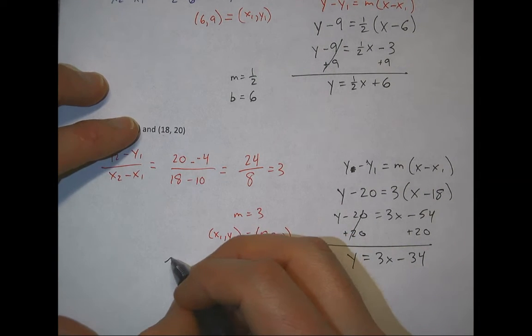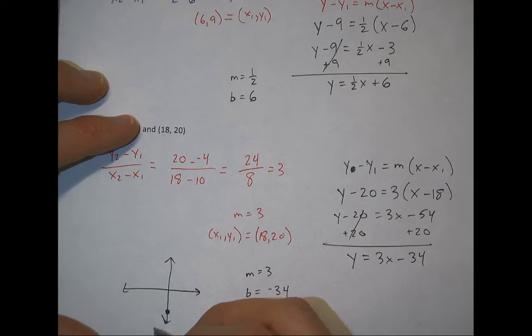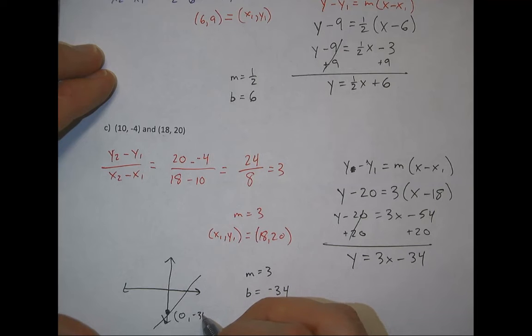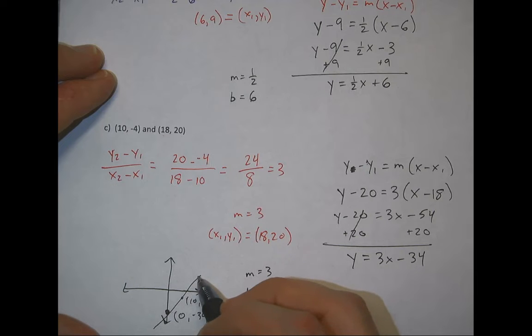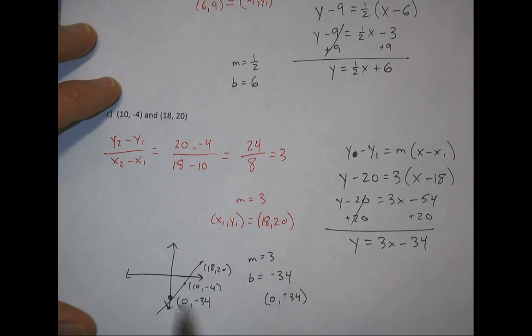And just to reinforce that again, if this down here was the y-intercept, slope of 3, this line could look like this. This point right here would be 0, -34. And then 10, -4 could be here. And 18, 20 would be up here somewhere. So all 3 of these points are on that line. This one is very specific. It's where it hits the y-axis. All right, going to the back.